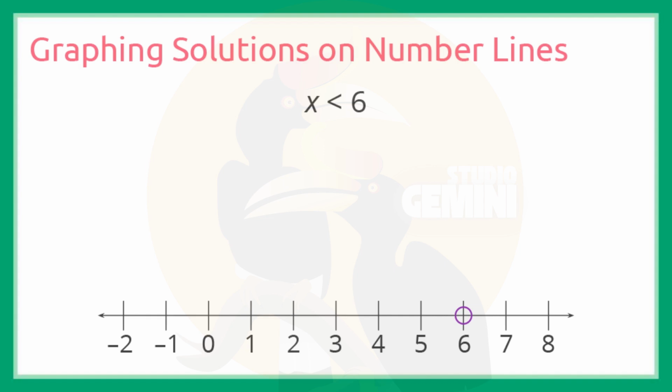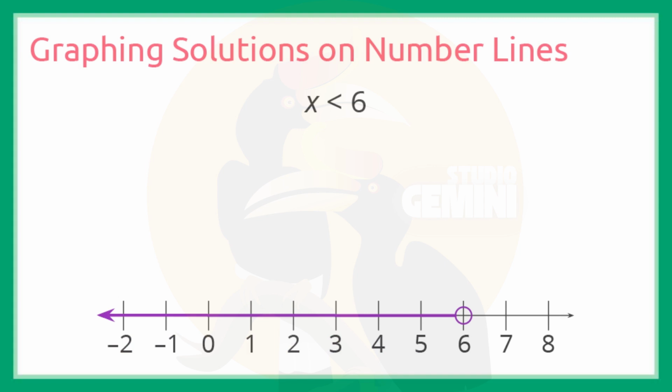Now let's find the other values that are less than 6 on this number line. All the values on the left side of the number 6 are less than 6. You can even imagine that as the number line continues down to negative infinity, all those negative values are also less than 6. So we'll draw a line to the left of 6 with an arrow to show that all those values satisfy this inequality.